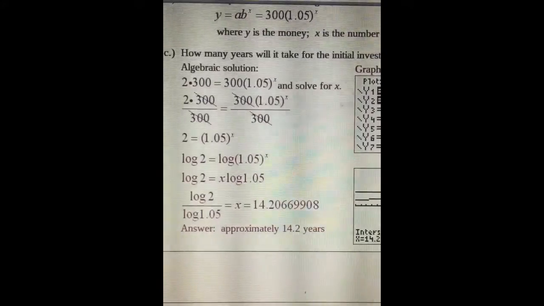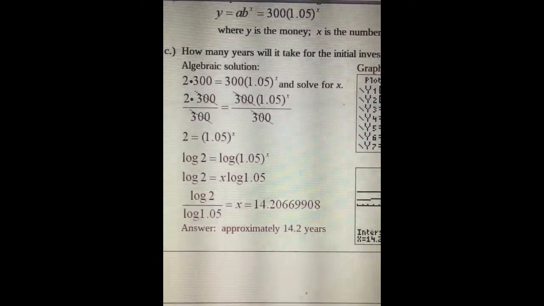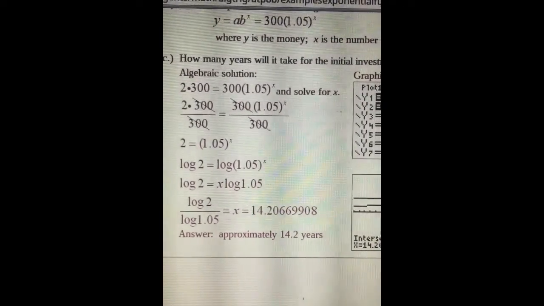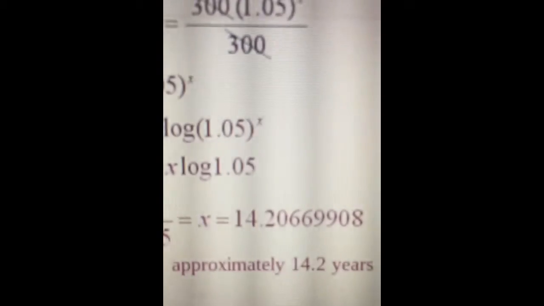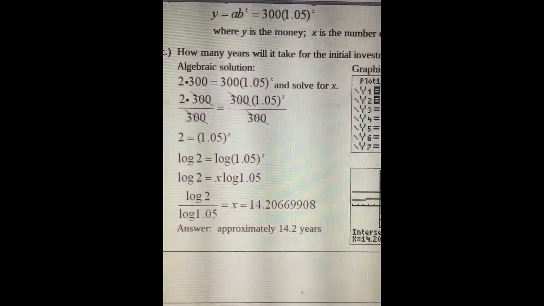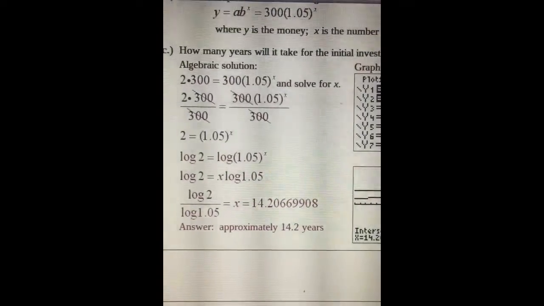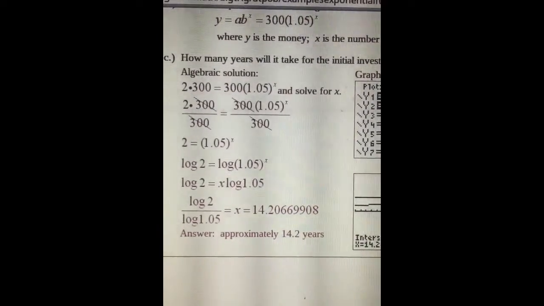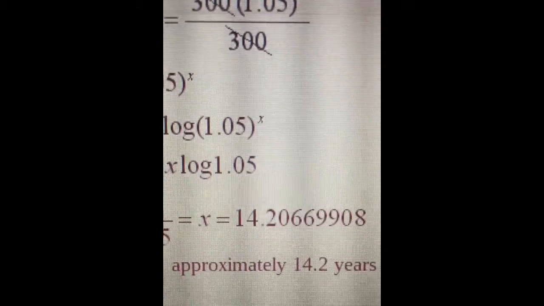So you're going to write down the equation, and then you're going to divide it by 300, and then it's 2, because that's the number of years annually. So you write log 2 and then put it over log 1.05, and then it equals 14, and then you round it to the nearest hundred.